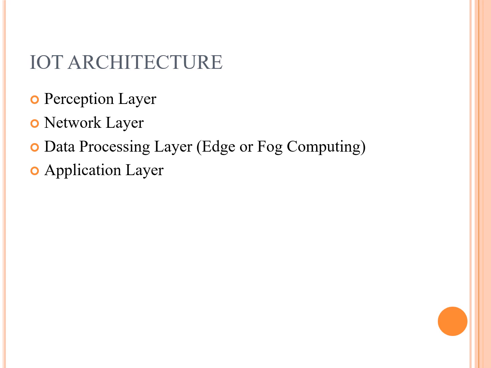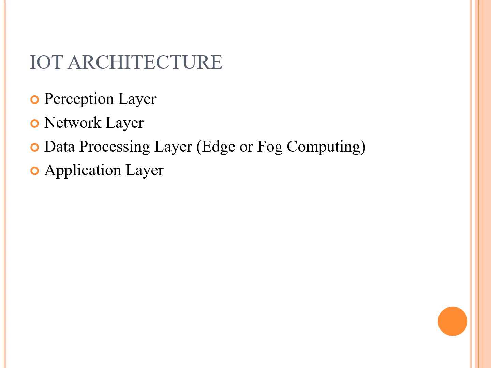Next, explain about the IoT architecture. The layers are the perception layer, network layer, data processing layer, and application layer. First one is the perception layer. This layer is very important in IoT. In this, the main things are devices and sensors, actuators, RFID tags, and barcode readers. All of these are included in the perception layer.